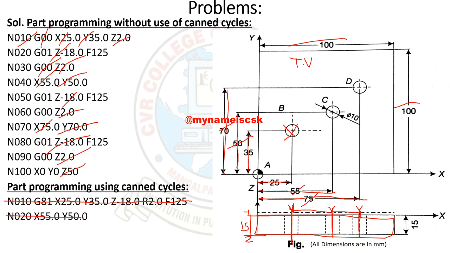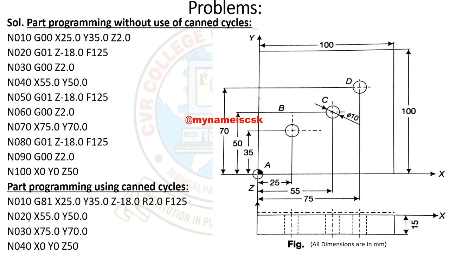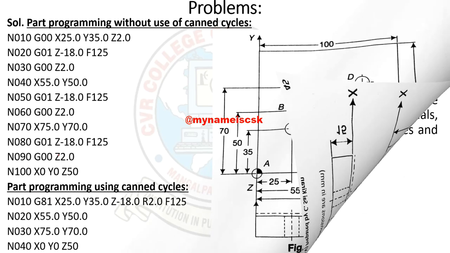Then it will go to the next position 55 and 50. It will go to the next position 75 and 70. Then x0 y0, it will go to home position. Then your problem is completed. So if you're using can cycle, only 4 blocks are required. If you're not using can cycle, then 100 blocks are required.